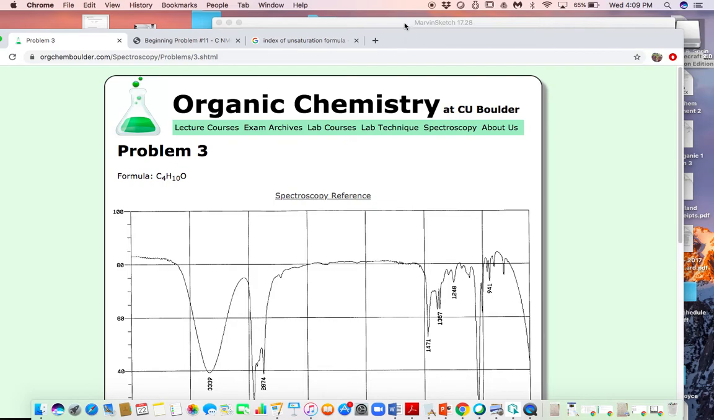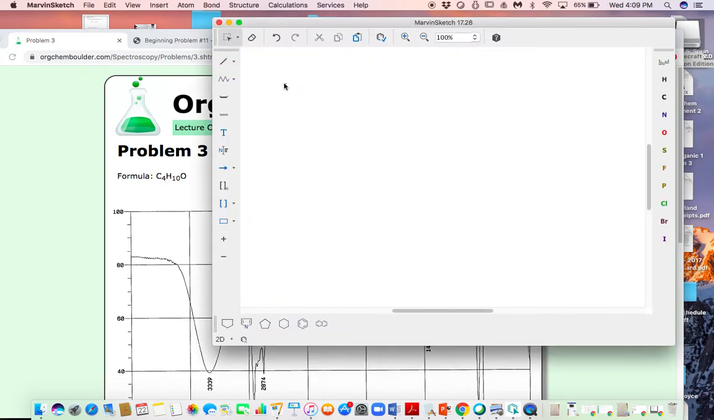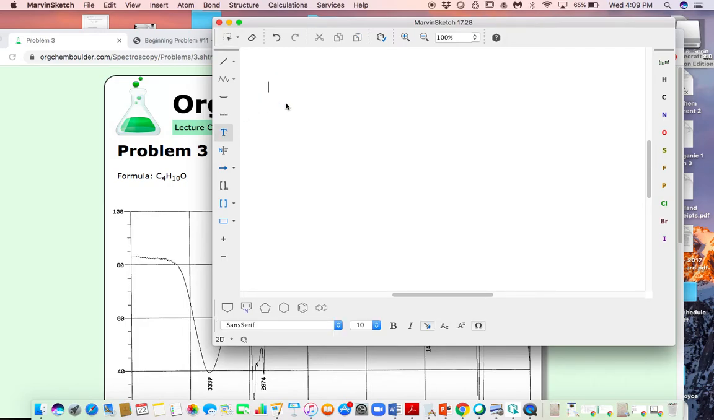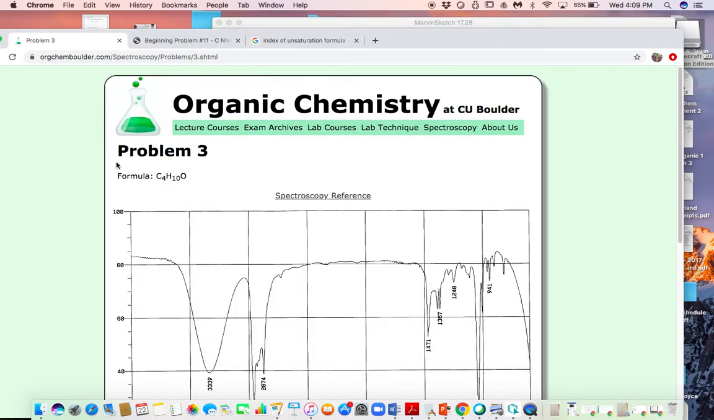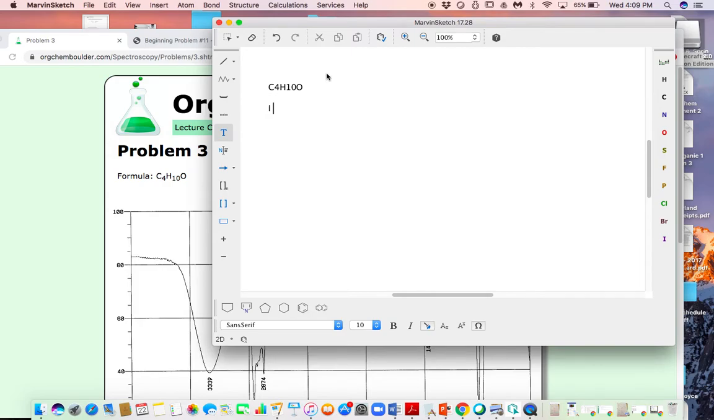Okay. Number 3, this one has a formula of C4H10O. If we do an index analysis here, plugging in, I get an index of 0. So this one should not have any pi bonds or rings in it. That helps out a little bit.